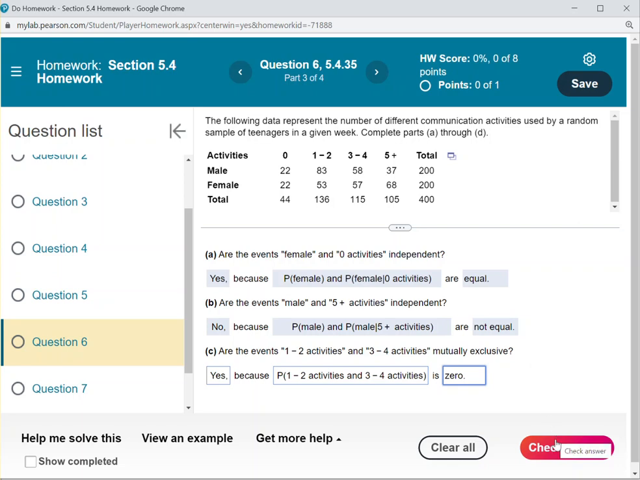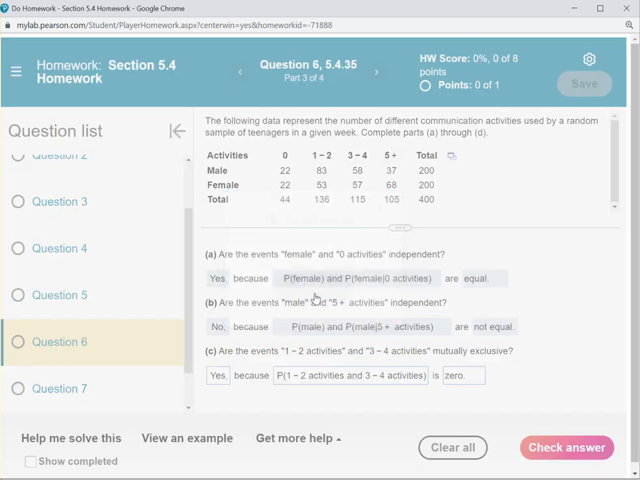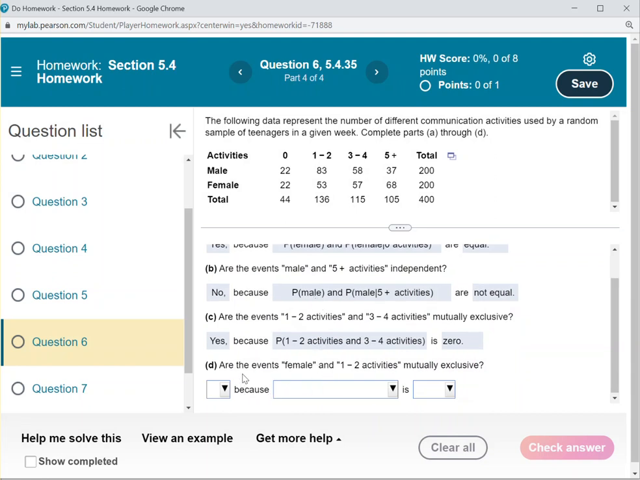All right, so let's go ahead and check our answer. Are the events female and 1 to 2 activities mutually exclusive? Well, you could be female or male in the 1 to 2 activities group. There's going to be some overlap here. In fact, we can go ahead and find the probability of being female and doing 1 to 2 activities. These are not disjoint events, but we can see it by finding that probability.